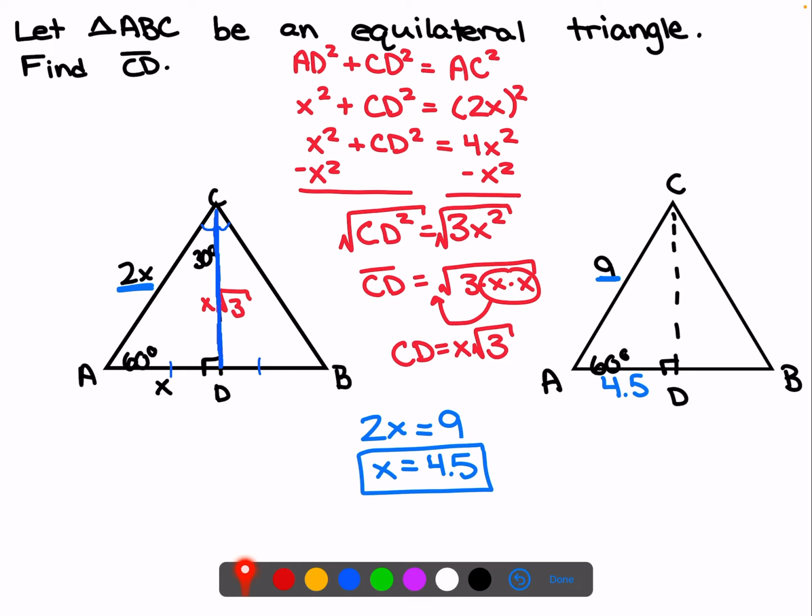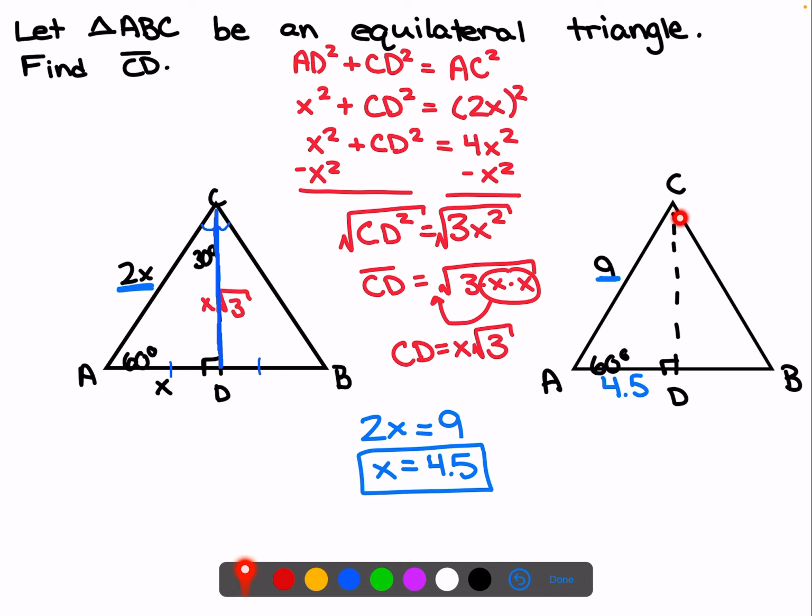What that means is that segment AD over here is going to be 4.5, because AD is equal to x, and we just solved for x. So since the side opposite 30 is just x, that means that the side opposite 30 is just 4.5.